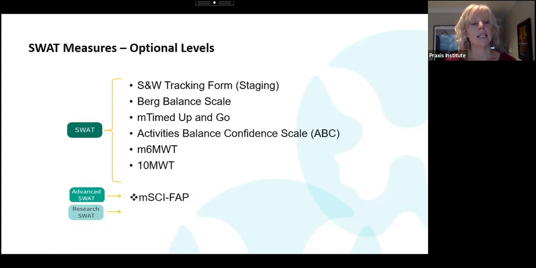Some sites are collecting the advanced SWAT, which also means they're collecting a modified version of an outcome measure called the SCI-SWAT. And there also is a research SWAT level that sites are able to collect, which includes collecting a modified mini-best test. So basically, once your site has decided what level of outcome measures they want to collect, they'll collect those on all of your clients.